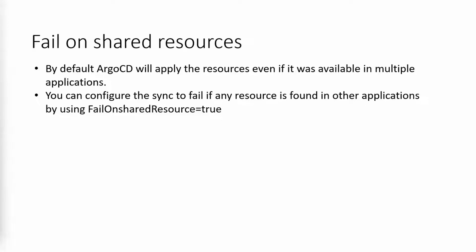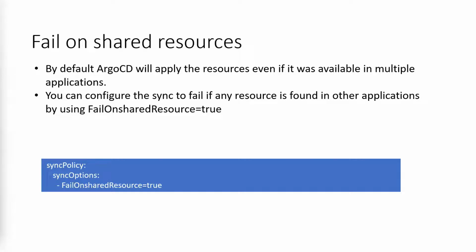When you do that, by default ArgoCD detects that kind of change. It will display a warning saying, hey, this is not expected, there is a resource already available, and still you are deploying this. But if you enable the option fail on shared resource true on your application, what happens? It will keep checking the sync and it will keep on failing.